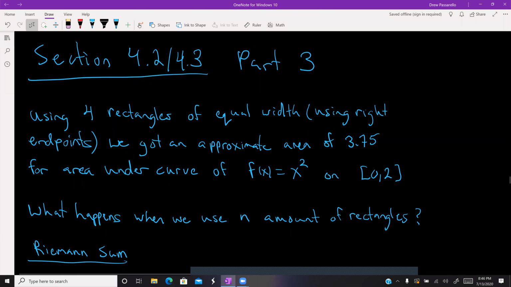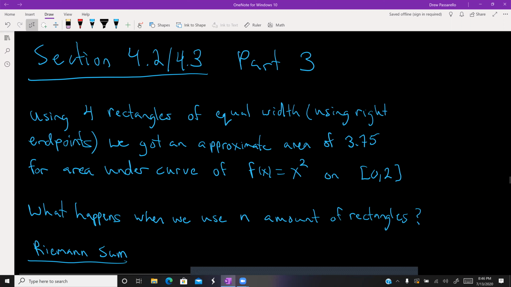All right, this is part 3 to the concepts, section 4.2, 4.3. And so I'm going to go more in depth, I guess, or explain what a definite integral is. The last video we talked about finding a Riemann sum, and we did it based off 4 rectangles of equal width. And we got the approximate area being 3.75, and that was using the right endpoints. And that's using our recurring example, f of x equals x squared on 0 to 2. All right, so that was using 4 rectangles.